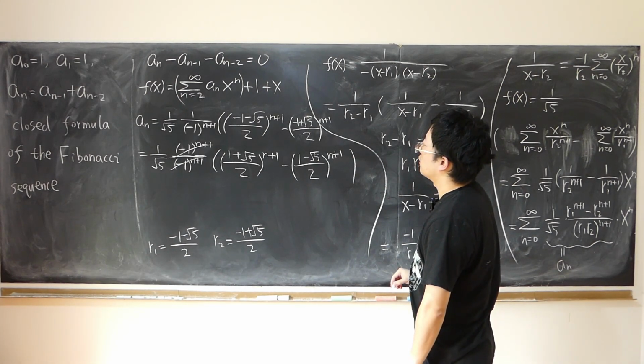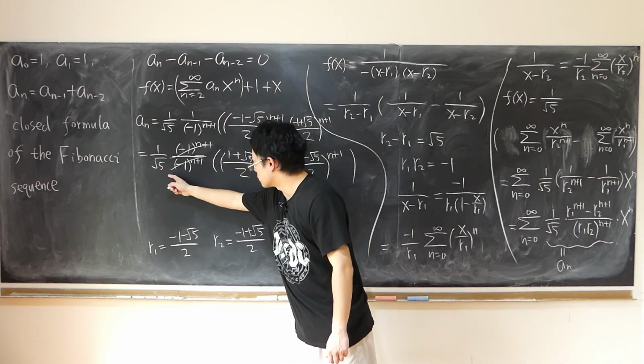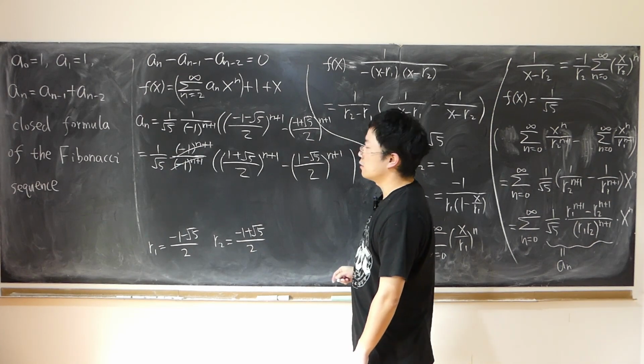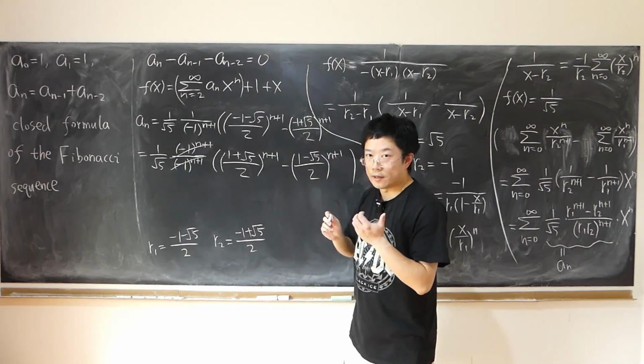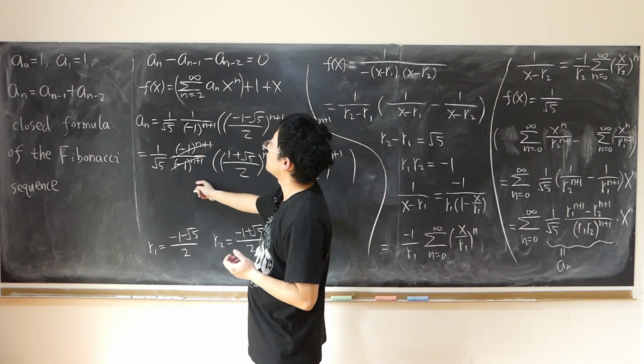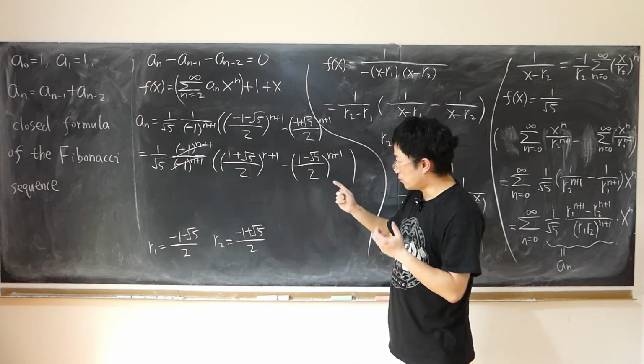So that's the closed formula. 1 over square root of 5 times the whole thing. Right? So even though it's amazing that somehow we can express a natural number, they're all natural numbers, in an expression that involves irrational numbers.